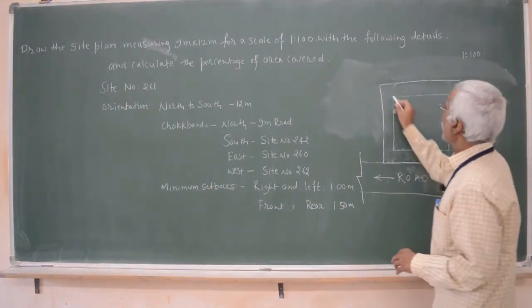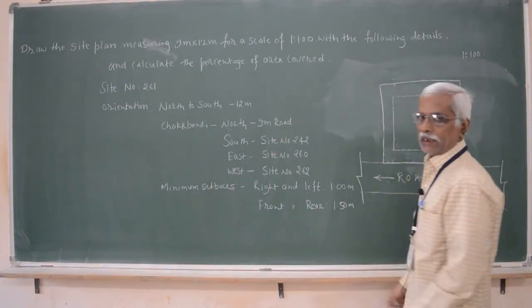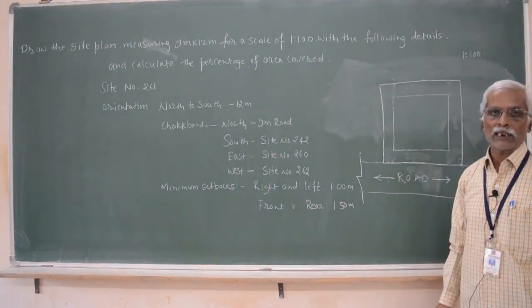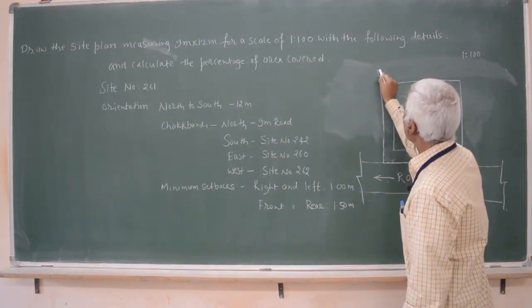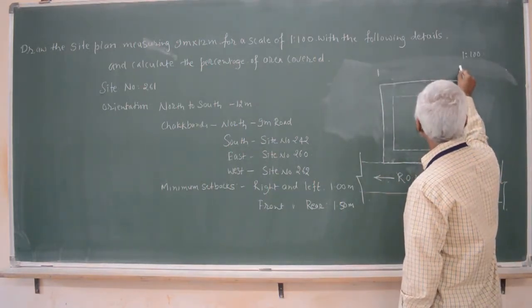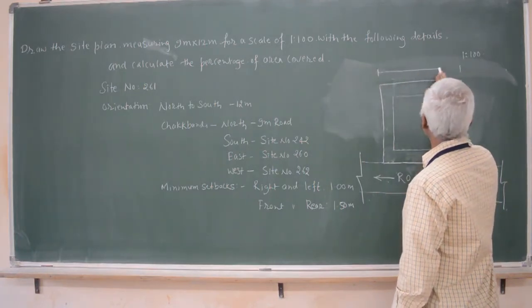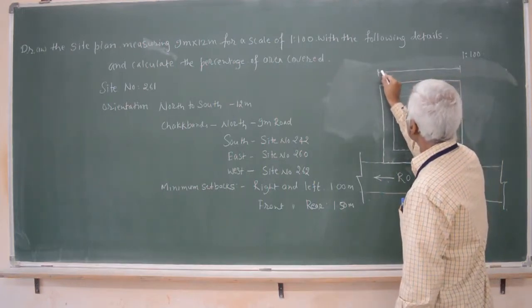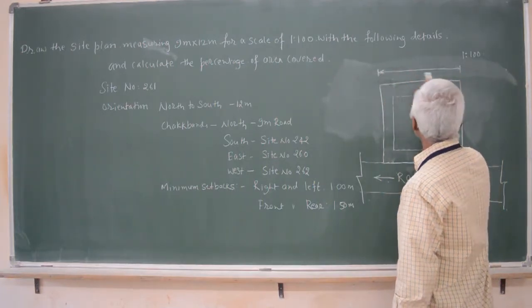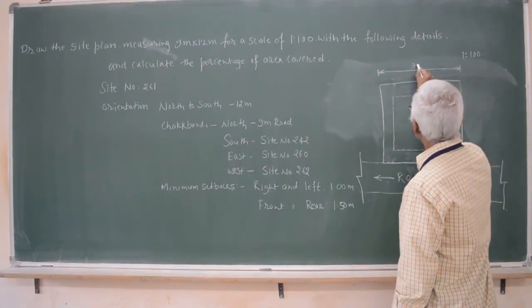Next comes how to write the dimension and lettering. That is very important. Above you have to draw 2 lines like this. From here you have to draw one horizontal line. Make an arrow here on both sides. Above this line you have to write 9 meter.